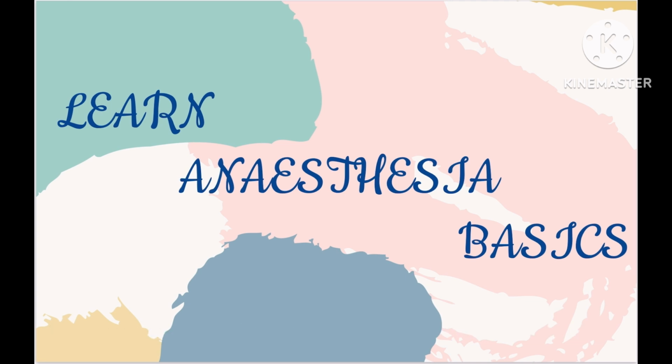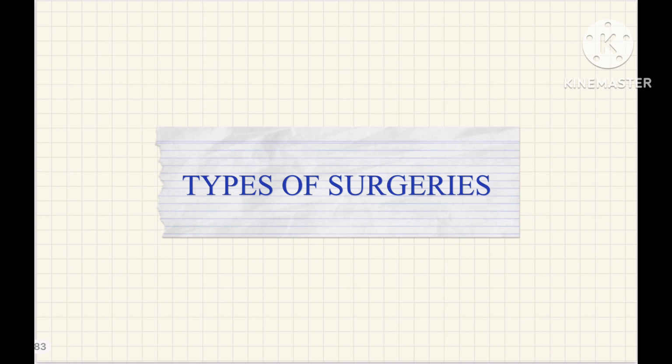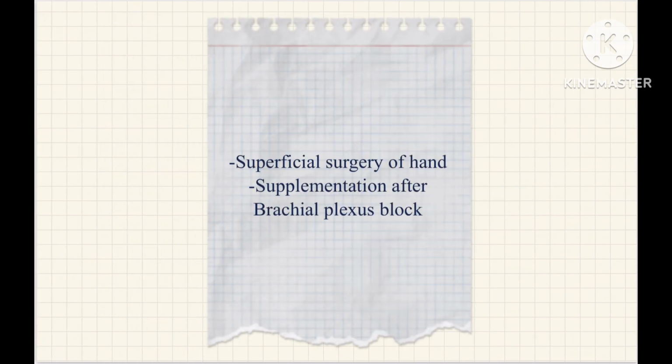Today we will be discussing wrist block. Wrist block is a distal upper extremity block where we block the median nerve, ulnar nerve and branches of the radial nerves. Now let's see what are the types of surgeries for which we use this block. We use this block for superficial surgeries of the hand, as supplementation after brachial plexus block. Now we have seen the types of surgeries for which we use this block.